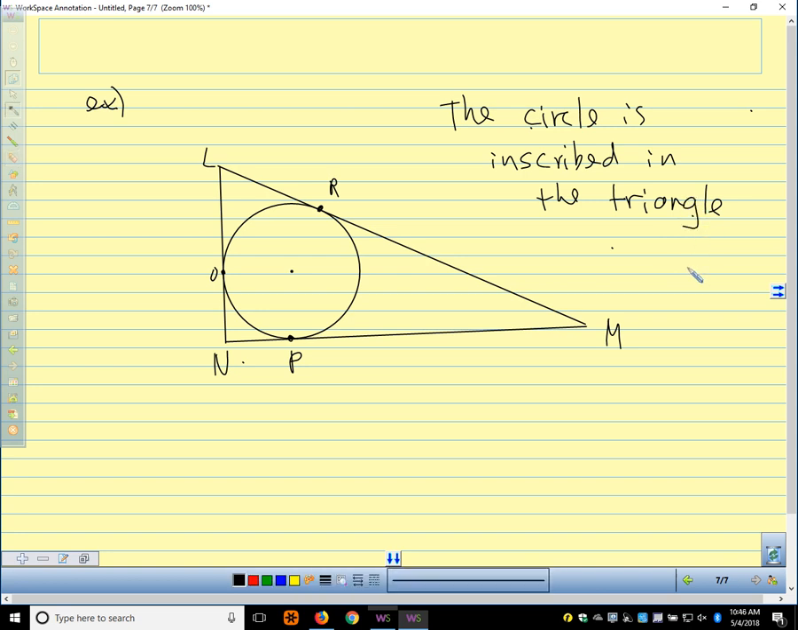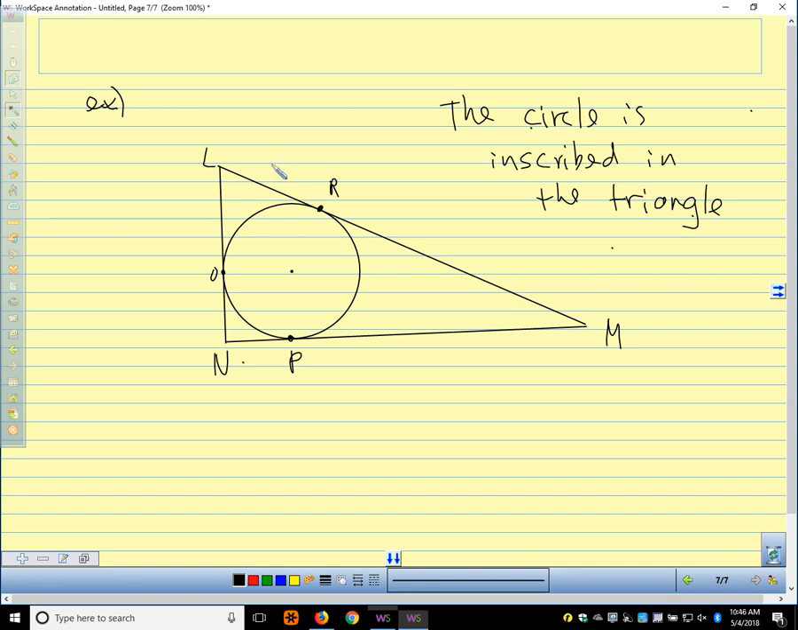So before I write any more, let's remember what inscribed means. If it's inscribed in that triangle, what does that tell us about points O, R, and P? If the circle is inscribed in the triangle, does it touch this side MN, or NL, or LM at any other point? That's what inscribed means. That these points, O, R, and P, are tangent points. The triangle is tangent to the circle.